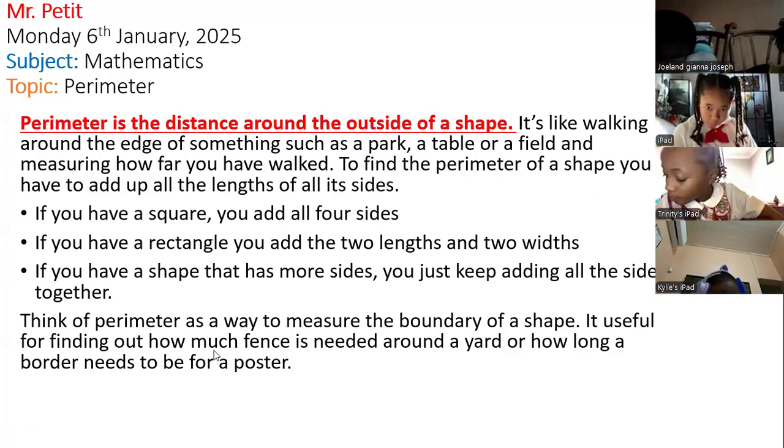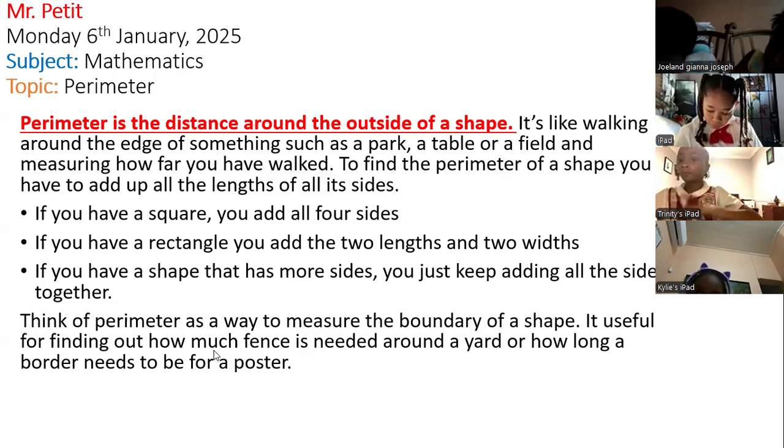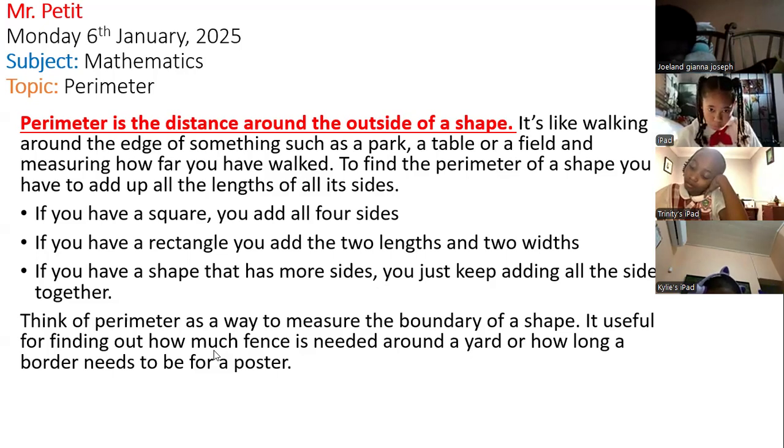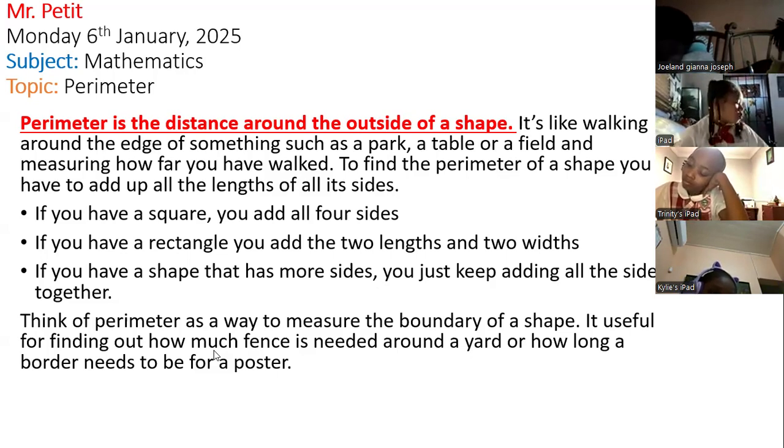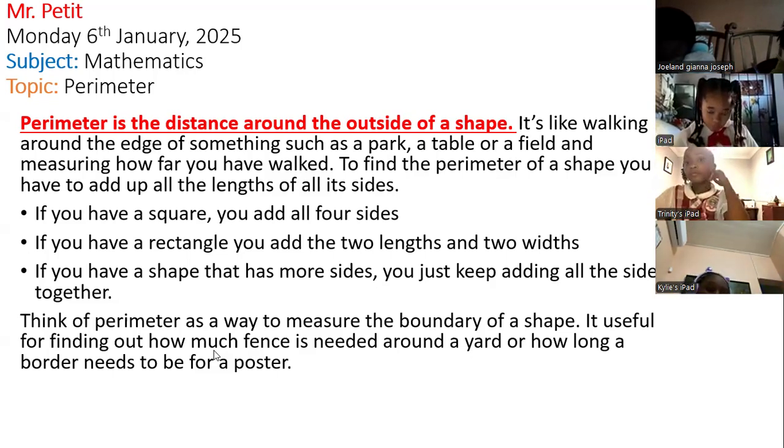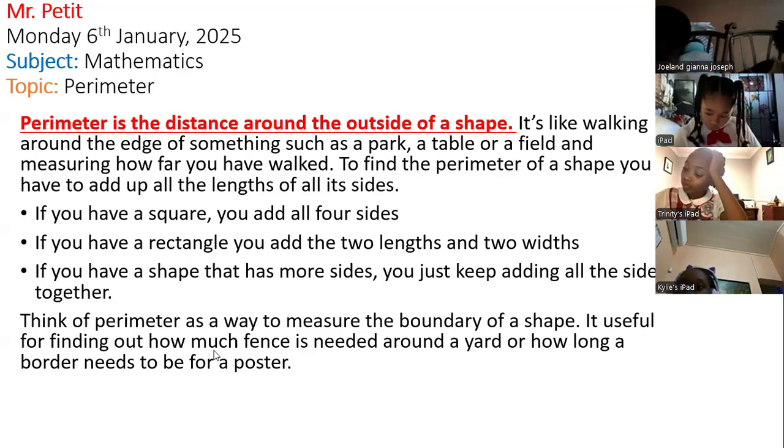Perimeter is the distance around the outside of a shape. It's like walking around the edge of something, such as a park, a table, or a field, and measuring how far you have walked. To find the perimeter of a shape, you have to add up all the lengths of all its sides. If you have a square, you add all 4 sides. If you have a rectangle, you add the 2 lengths and 2 widths. If you have a shape that has more sides, you just keep adding all the sides together.